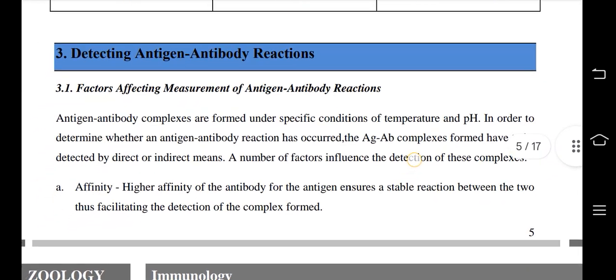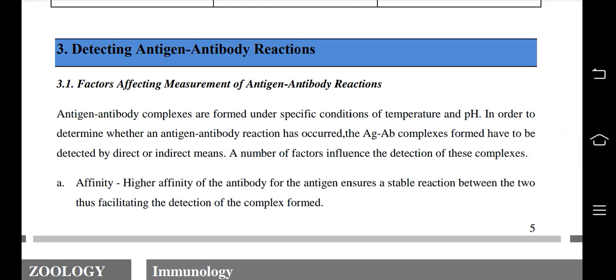Detecting antigen antibody reactions: factors affecting measurement of antigen antibody reactions. Antigen antibody complexes are formed under specific conditions of temperature and pH. In order to determine whether an antigen antibody reaction has occurred, the AgAb complexes formed have to be detected by direct or indirect means. A number of factors influence the detection of these complexes.